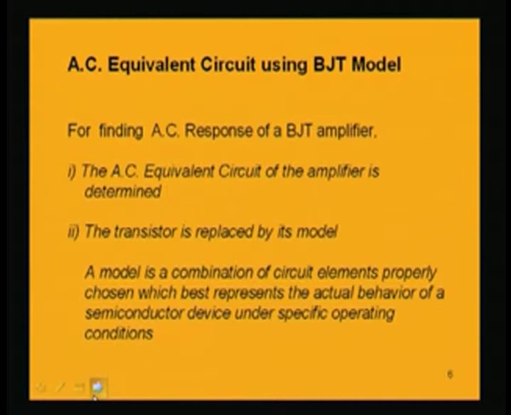So, that means we have to first of all build the model for the transistor. If it is a common base transistor, the equivalent model for that common base transistor has to be first of all derived, then we must fit that model for the transistor into the AC equivalent circuit.